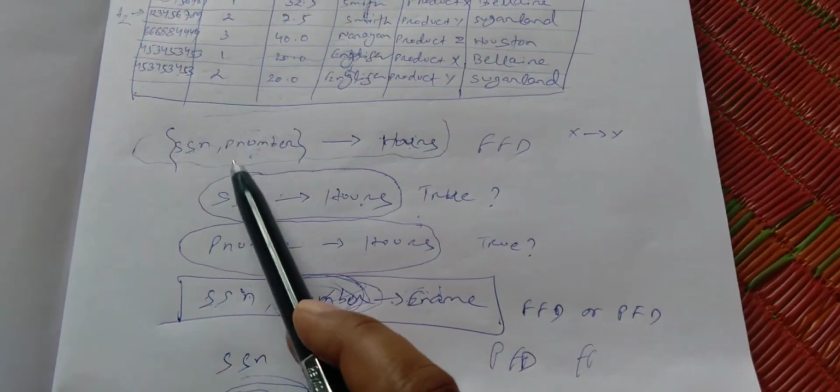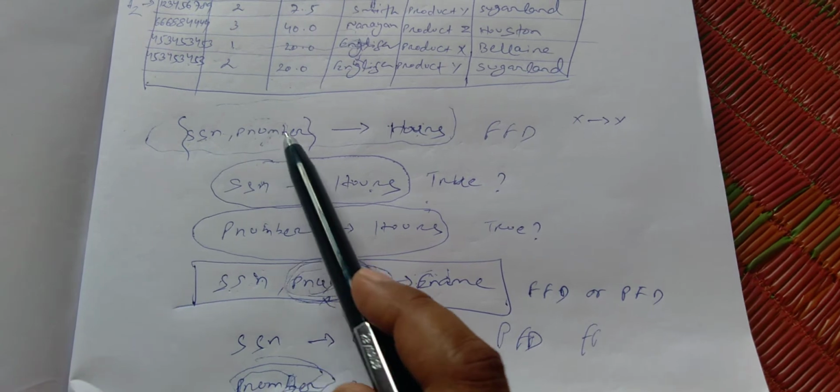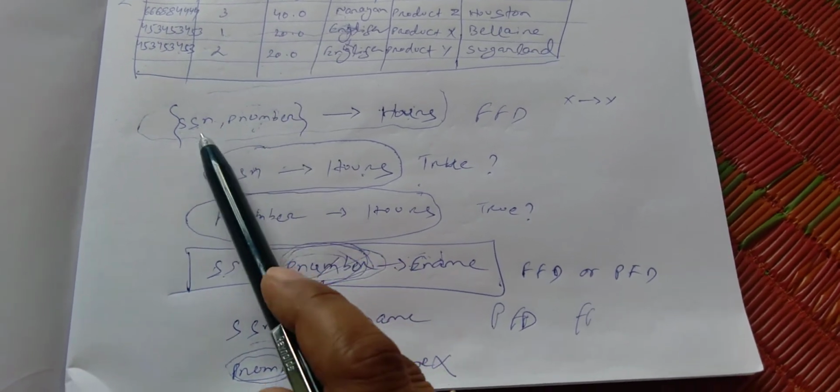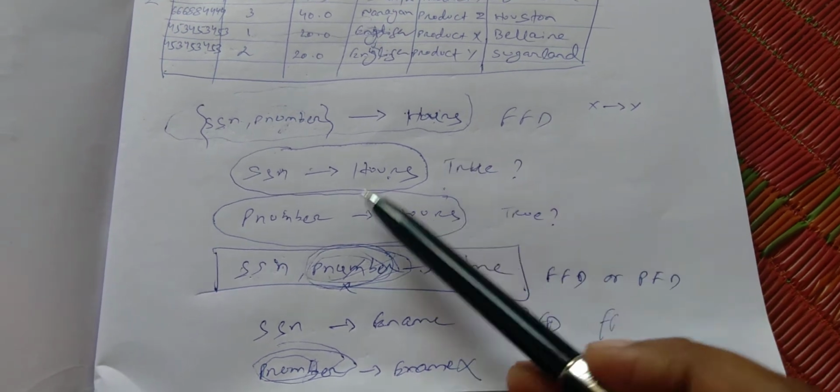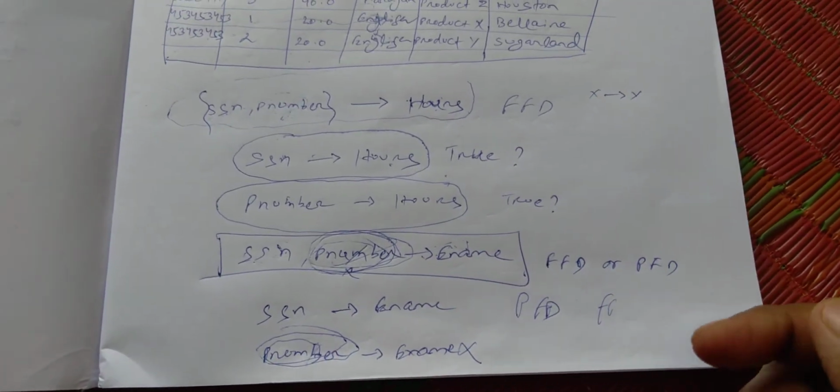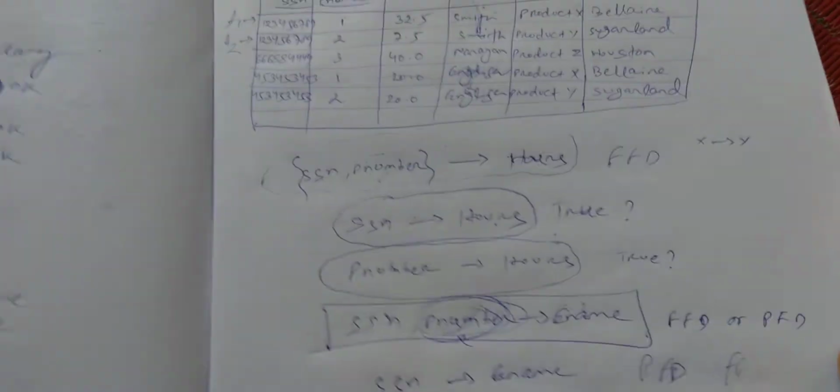Or else if removing any of them is hampering the functional dependency, that means that is a full functional dependency. Okay, this was your partial and full functional dependency.